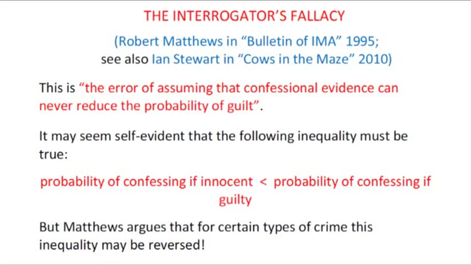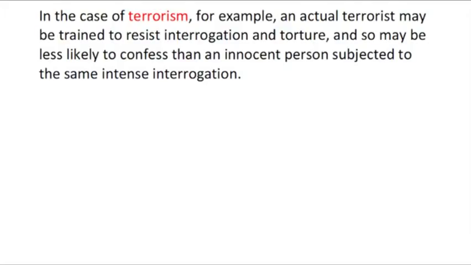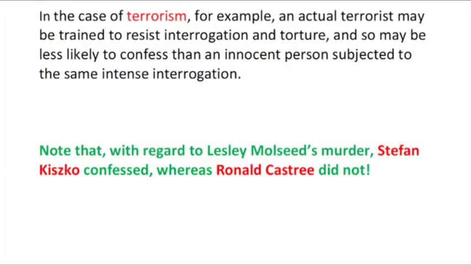It may seem self-evident that the probability of confessing if innocent must surely be less than the probability of confessing if guilty. But Matthews argues that for certain types of crime, this inequality may be reversed. In the case of terrorism, for example, an actual terrorist may be trained to resist interrogation and torture, and so may be less likely to confess than an innocent person subjected to the same intense interrogation. And it's worth noting that in the case of Leslie Molseed's murder, the innocent Stefan Kiszco confessed, whereas the guilty Ronald Castry never did.